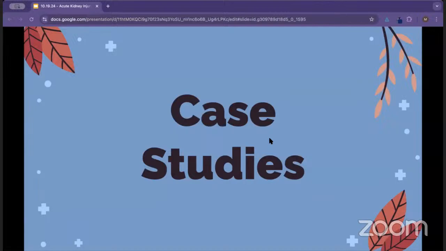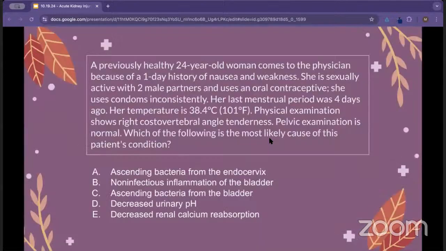Now that we have some understanding of UTIs and AKIs, I wanted to go over a few case studies, and these are actually more UTI oriented rather than AKI oriented. I just wanted to keep it simple, so these are all UTIs. That might be the best hint I can provide you. So I'll read this off.